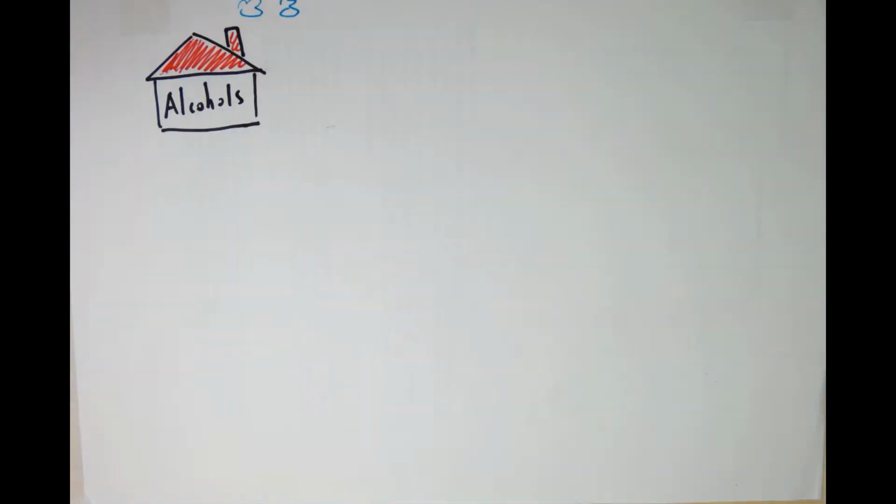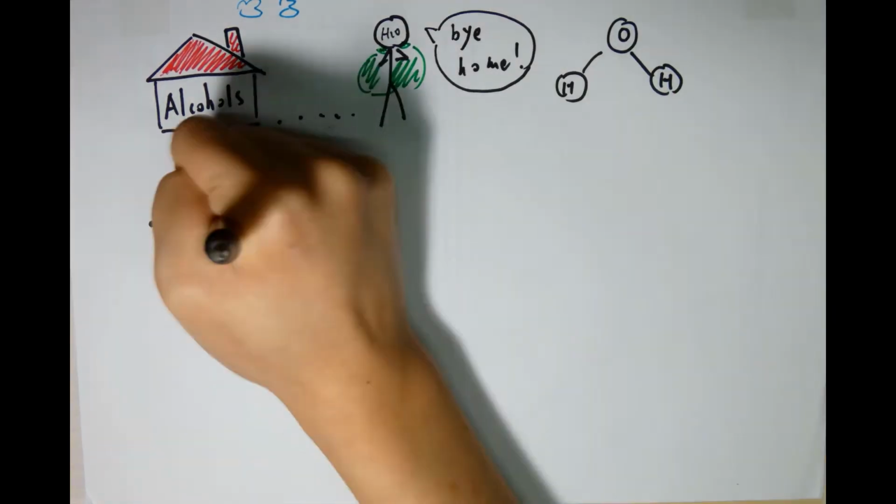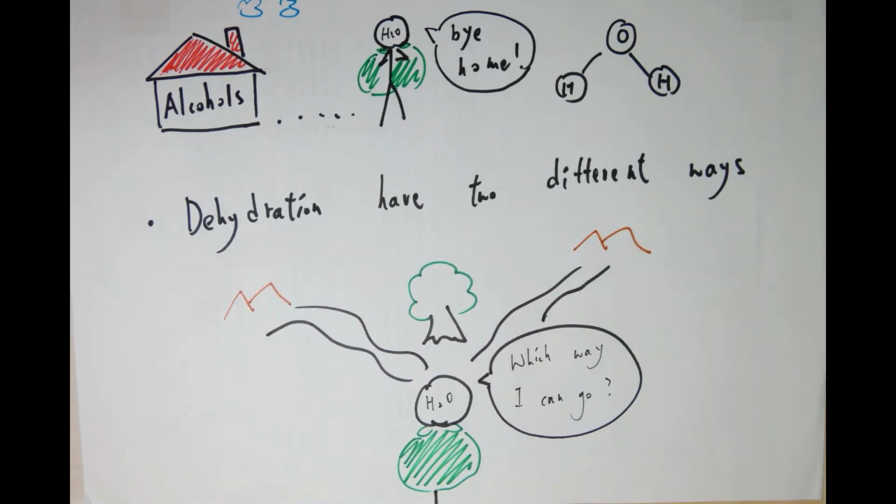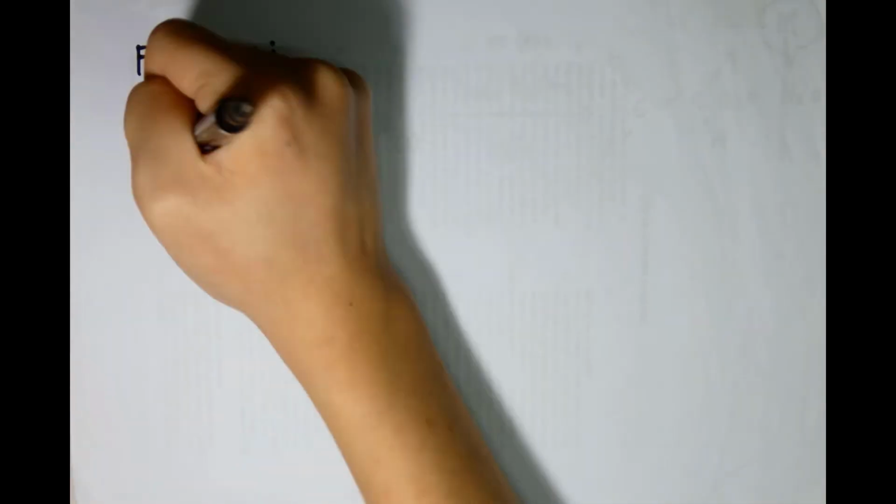Let's begin with the dehydration of alcohols. The principle of dehydration is extracting water molecules out from the alcohols. Alcohol can undergo dehydration in 2 different ways. Let's take ethanol as an example.